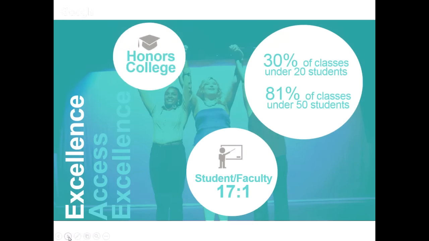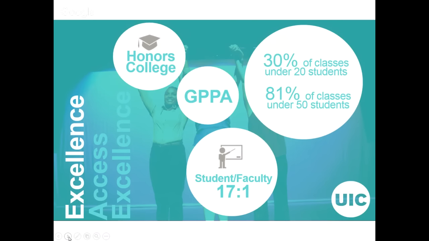Now, we are a large public university, but 30% of our classes have less than 20 students, and 81% of our classes have under 50 students. So we are a small town feel in a very large urban environment. Our student faculty ratio is about 17 to 1.